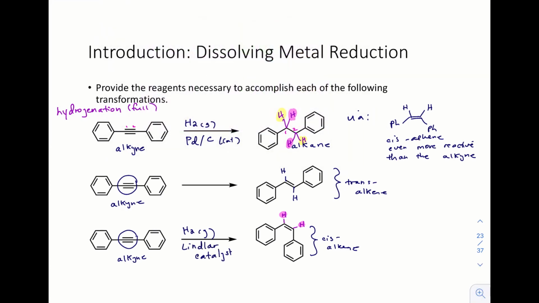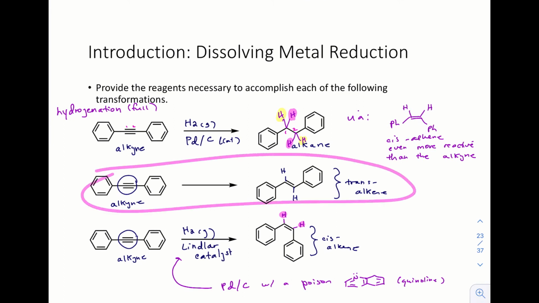And just to remind you, Lindlar's catalyst is just simply palladium on carbon with a poison. Now, poison just means something that bonds to the catalyst and makes it less reactive with the alkene. Commonly, that poison is quinoline.